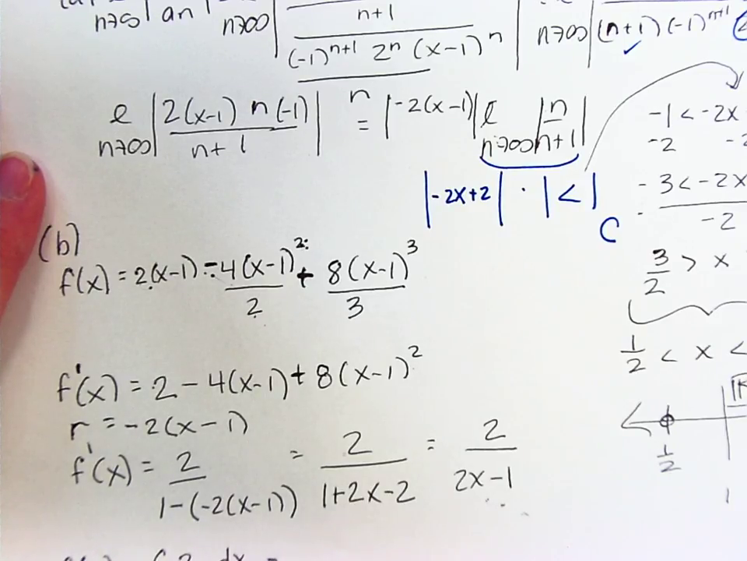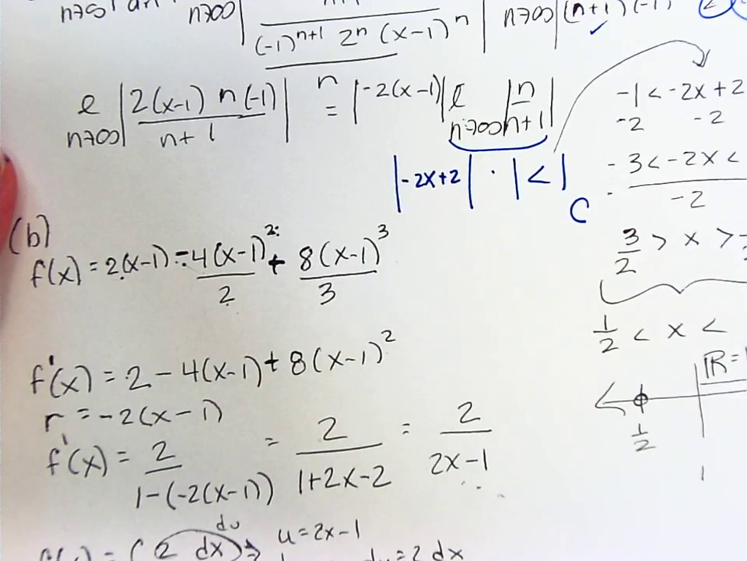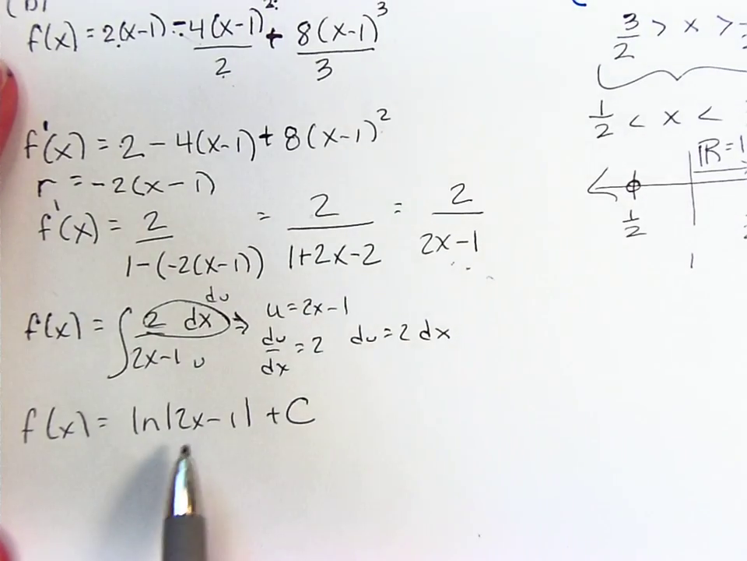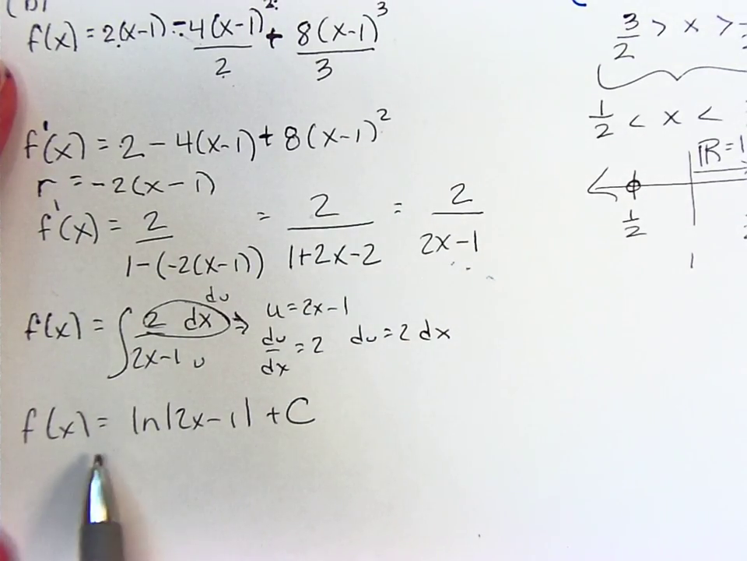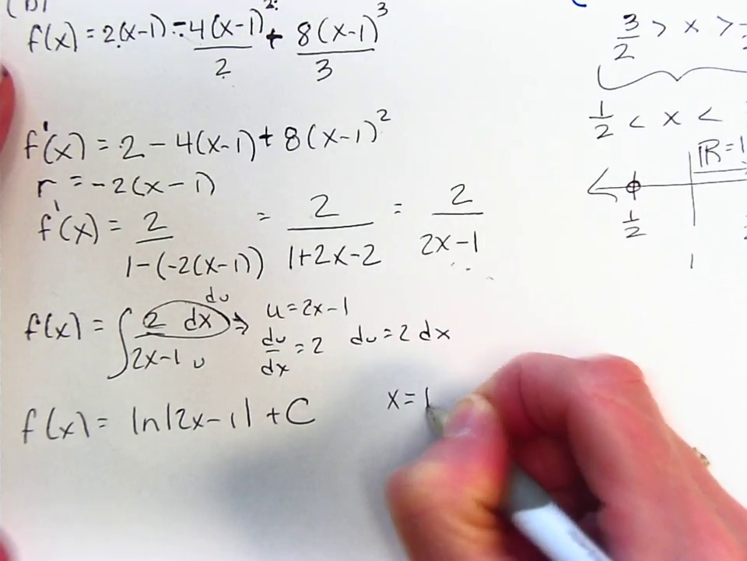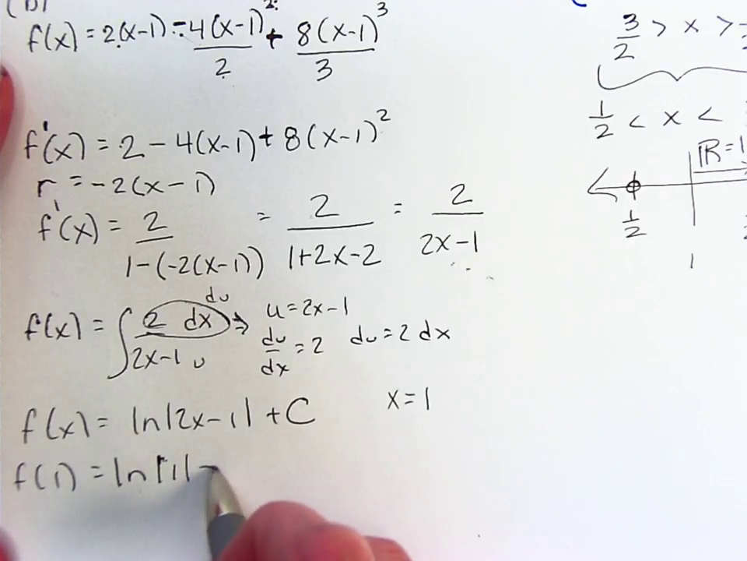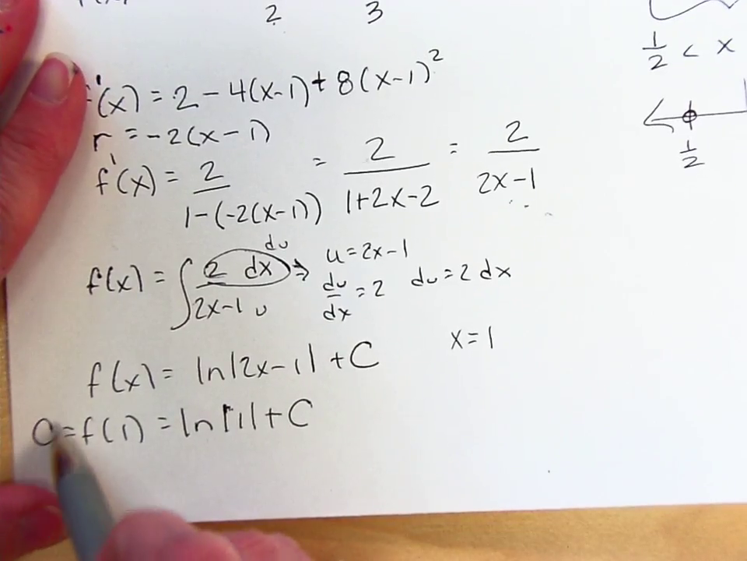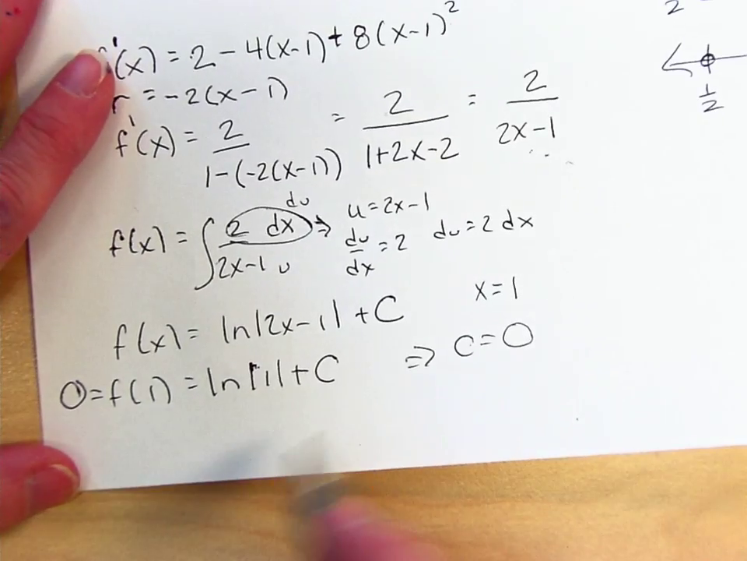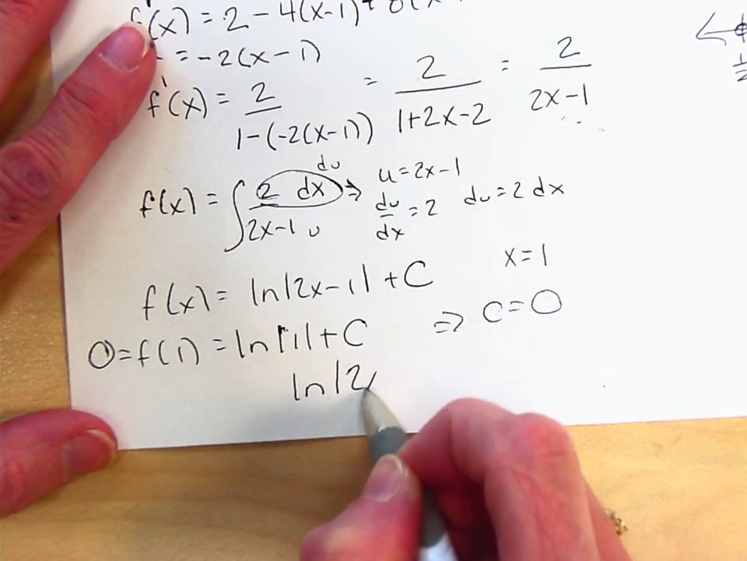Okay, so I have to use u substitution. U equals 2x minus 1, du dx equals 2, so du is 2 dx. I have 2 dx, so this becomes du, and this is u. So f of x is going to equal the natural log of 2x minus 1 plus c. So I have to solve for c, and you should always do this. So you want to pick a value of x with a known answer. So if I let x equals 1, so f of 1 would be the natural log of 2 minus 1, or 1. And I know that that is plus a constant, and this has got to be equal to 0. So that means my constant is equal to 0. So my final full credit answer would be the natural log of 2x minus 1.